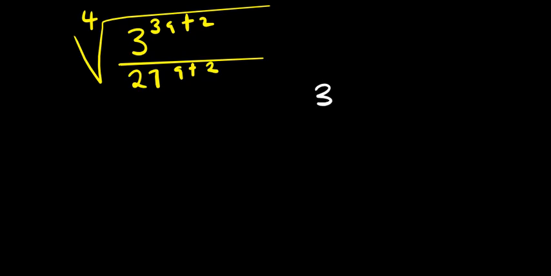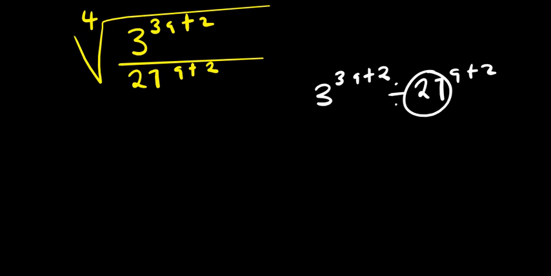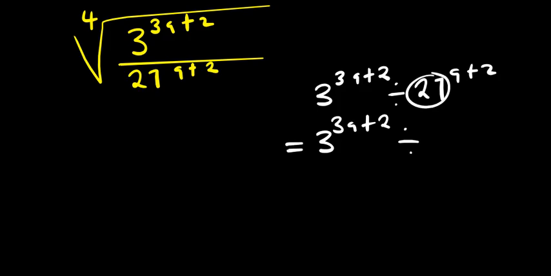So we've got 3a plus 2. We are dividing this by 27a plus 2. So we can also make this one to have the same base, right? So we're going to have 3a plus 2. The division, if you are dividing, let's maintain it first. Then 27 can also be made as 3 to the power 3, right? This you are going to have 3a plus 2.